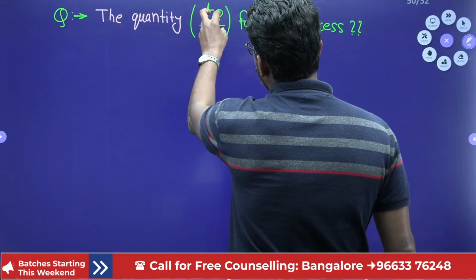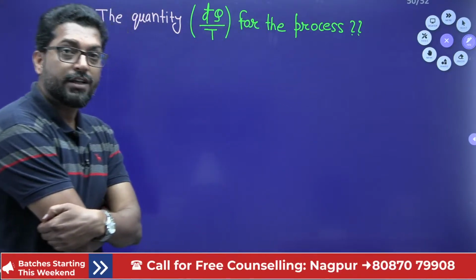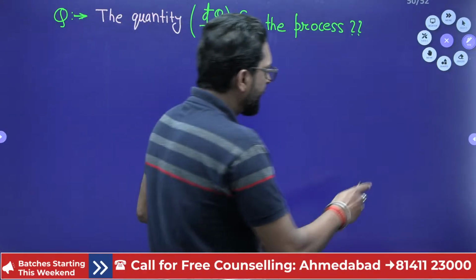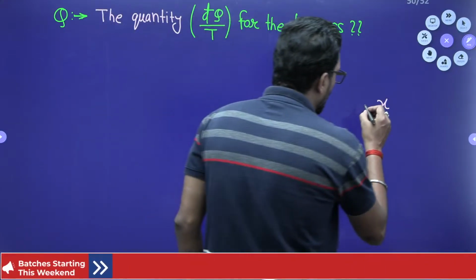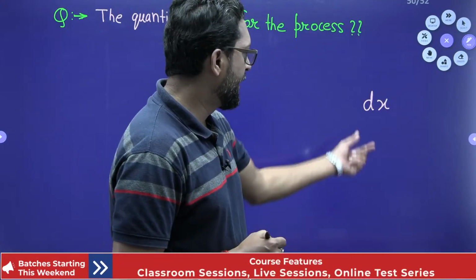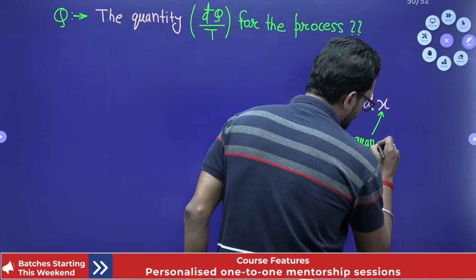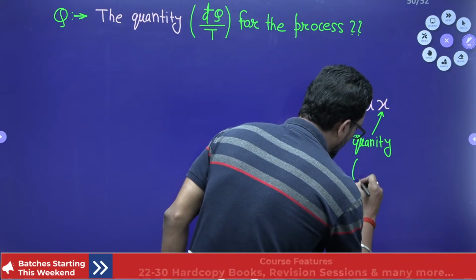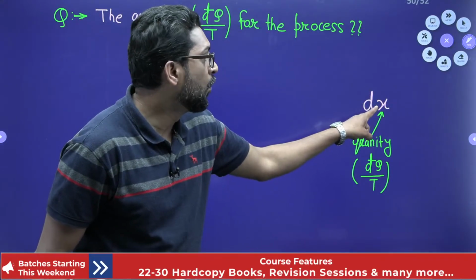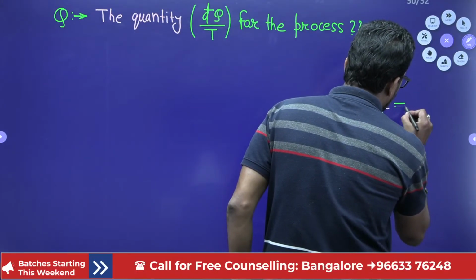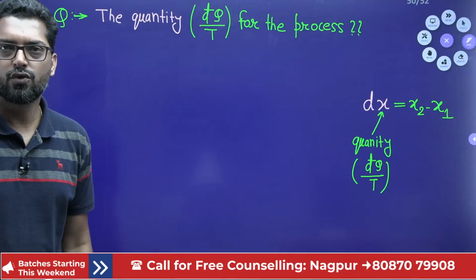See beta, you have to observe one thing very carefully. Take any quantity x, which is equivalent to dq by T. So any quantity whose change is what? x2 minus x1. Okay, whose change is x2 minus x1.